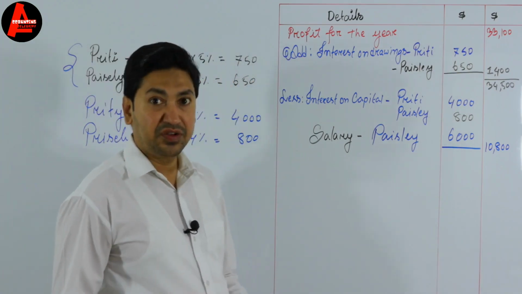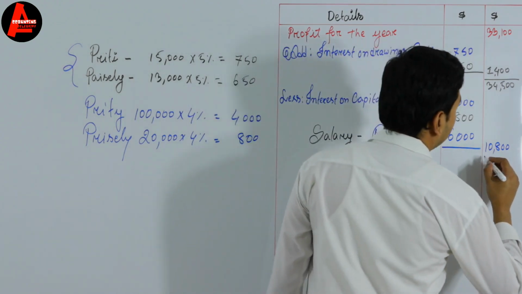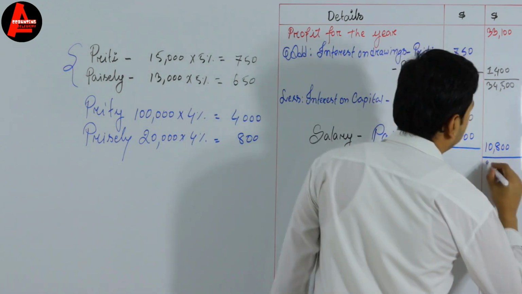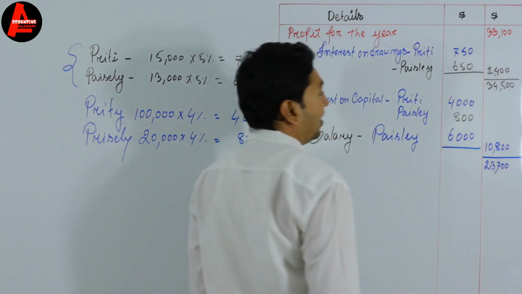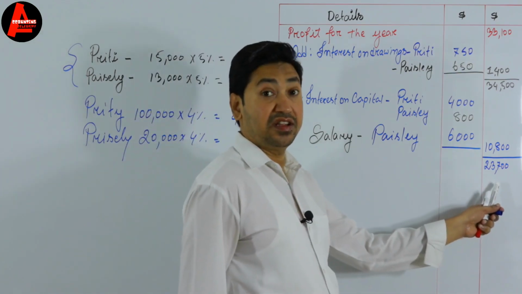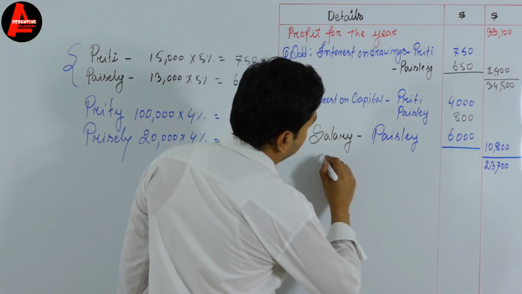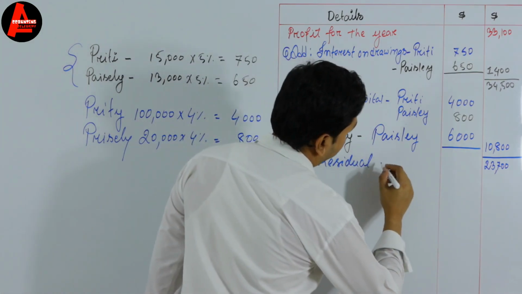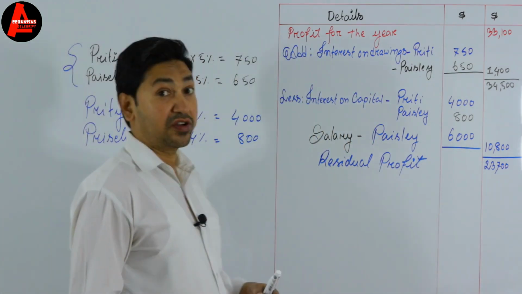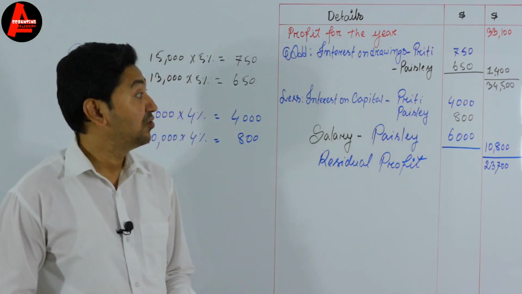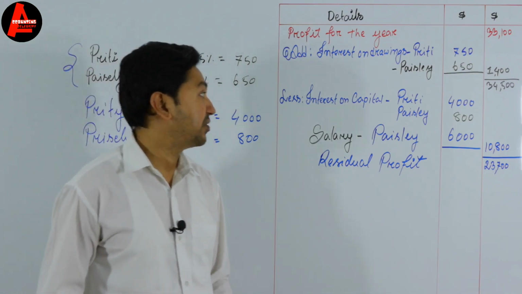Okay, so if we subtract, what do you get? So it is $23,700, right? So let us subtract $23,700. Okay, so what is this? This is actually residual profit. Okay, so let us write here, write residual profit. Okay, then what is our next step? We need to distribute this residual profit between these two partners, Preeti and Paisley.